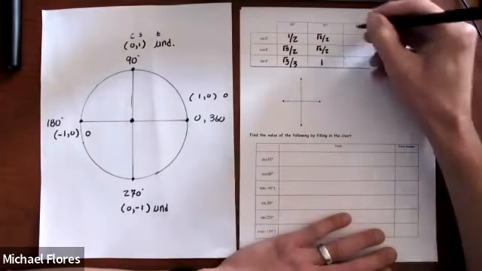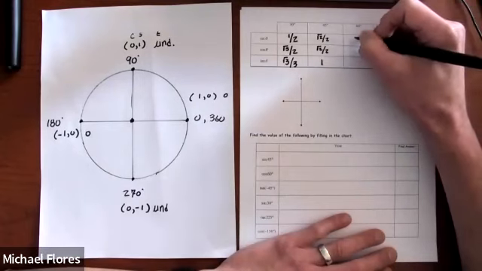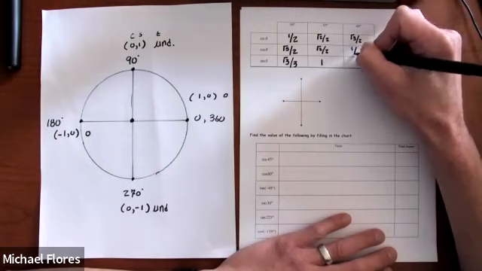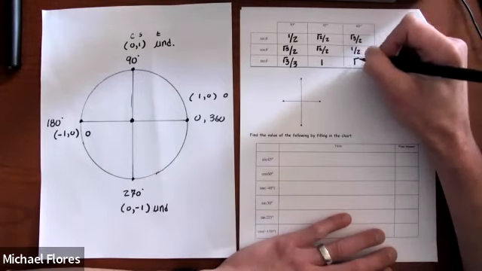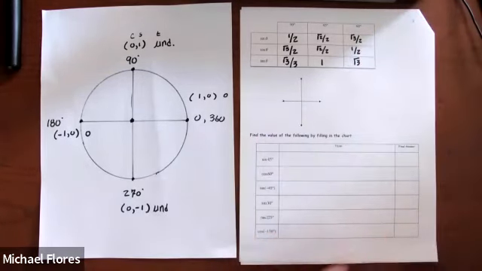And then lastly, your 60 degrees. Sine of theta for 60 degrees is going to be √3/2. Cosine will be 1/2 with a tangent value of √3.